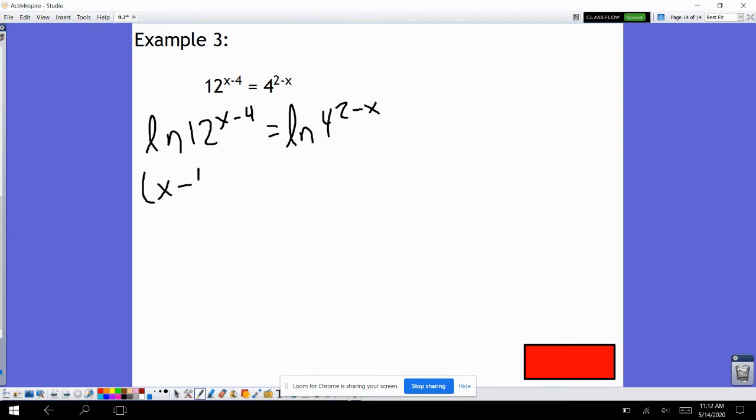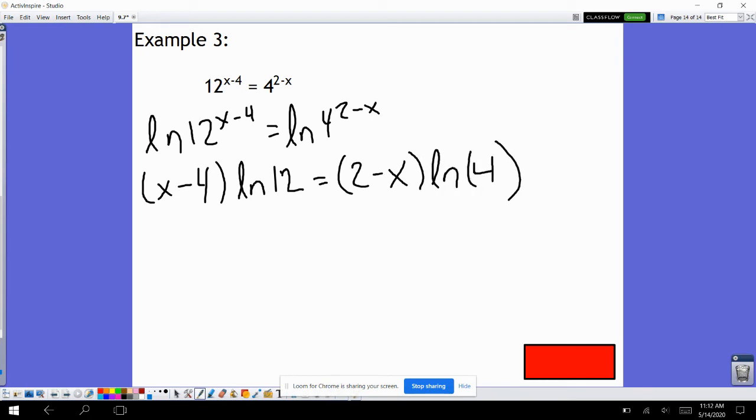So we have x minus 4 times the natural log of 12 is equal to 2 minus x times the natural log of 4. Make sure that 2 minus x and the x minus 4 stay in parentheses because the entire thing is your exponent. Now we want to isolate our x's, so we're going to distribute.